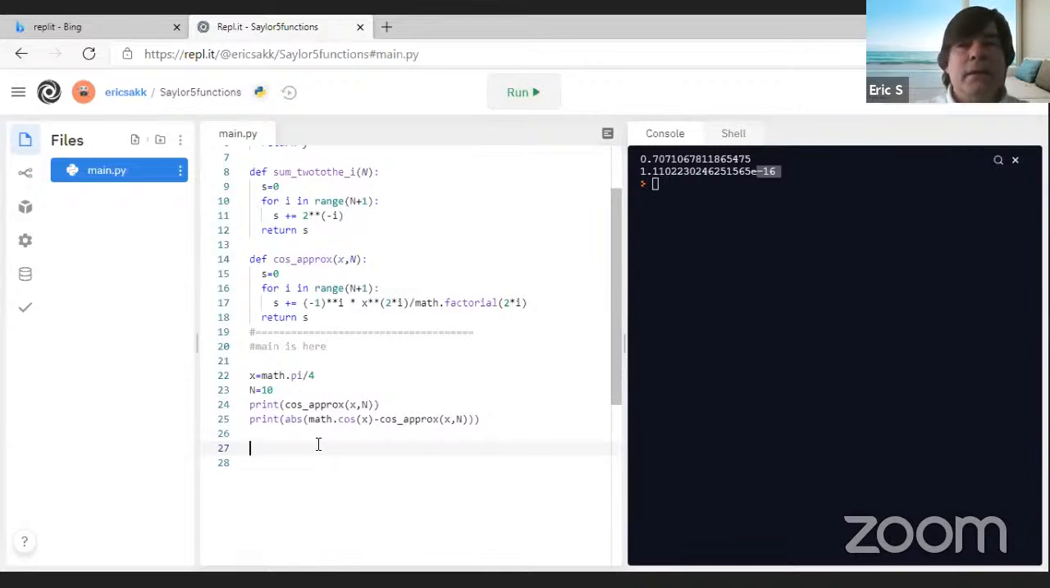And so then you can test whether it's a good approximation or a bad approximation. How do you do that? Well, you use Python's cosine function, compare it to your cosine function, compute the absolute value of the difference between those two answers, and then see if that's getting smaller as you take more and more terms.